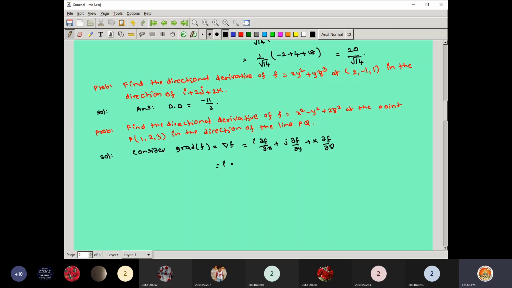So it is i dou f by dou x. For your given f, differentiating with respect to x you will have 2x, plus j dou f by dou y, which is minus 2y, plus k dou f by dou z, which is 4z. The point is also given, so better you write down at P, the point is 1, 2, 3. So you are calculating the gradient of f.